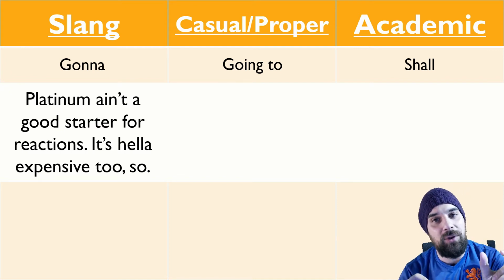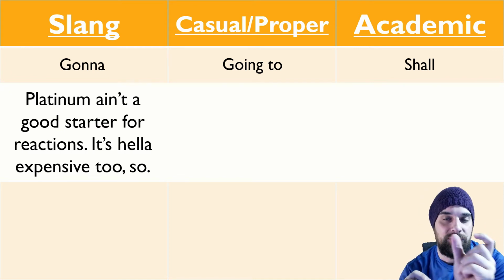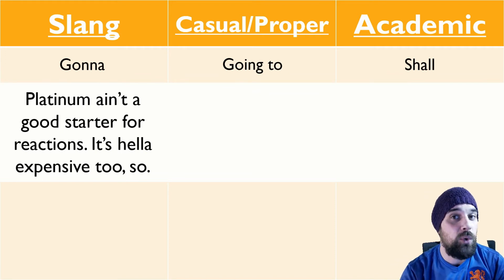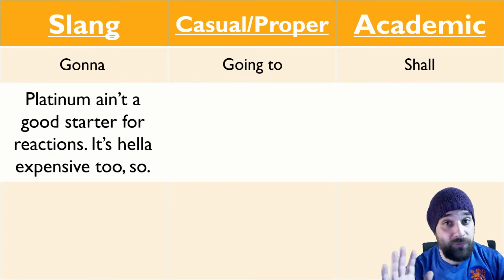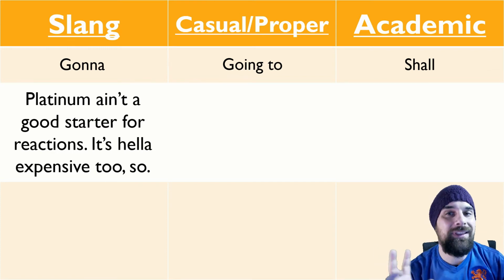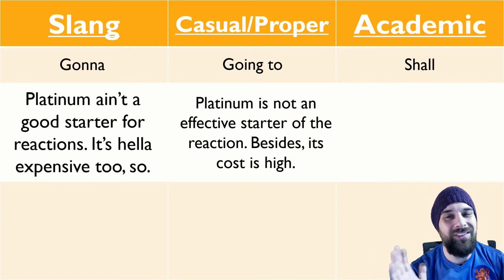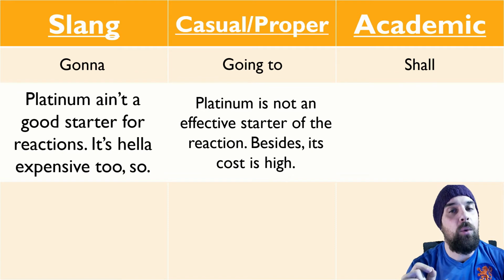This is an example of how sentences are constructed sometimes with a spoken grammar. You don't want a spoken grammar when you write. You want a written grammar. Don't end sentences with something like that. So, we say that when we speak, not when we write. So here's the same sentence in proper grammar. It's fine, but this is like a B-level writer. Platinum is not an effective starter of the reaction. Besides, its cost is high. So this sentence is fine, right? I'm not saying it's wrong, but we can do better.